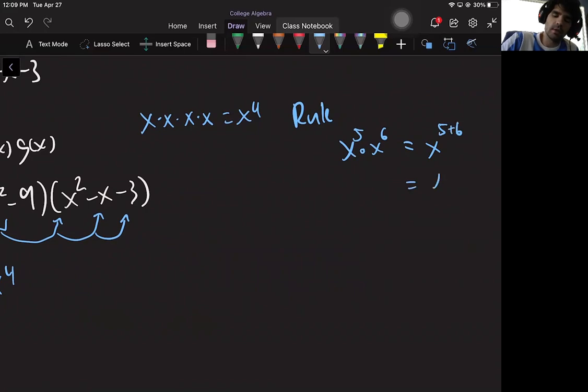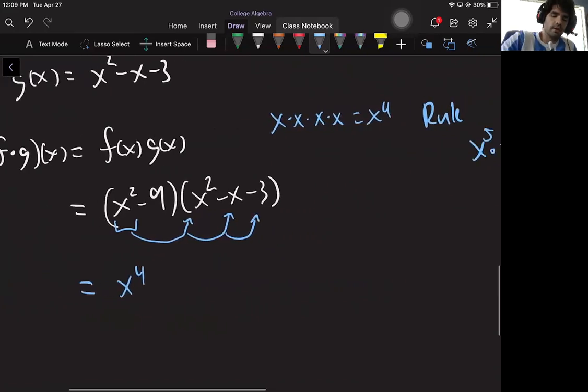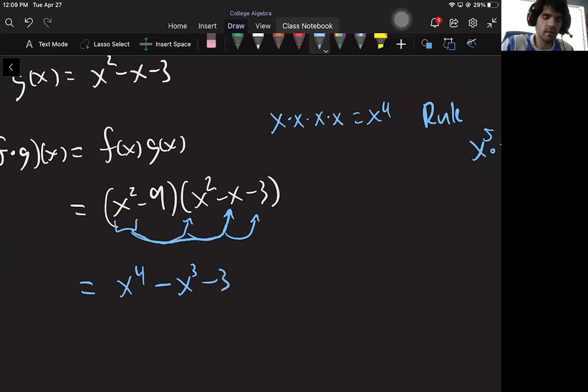So like this would be x to the 11th. So x squared times x squared would be x to the 2 plus 2, which would be x to the fourth. Okay, so then x squared times negative x is 3 x's. So it's negative x cubed. And then x squared times negative 3, well, there's no number besides negative 3. And there's no other x's to multiply to, so it just stays as negative 3x squared. So that's distributing that way. And now I distribute the negative 9 through.